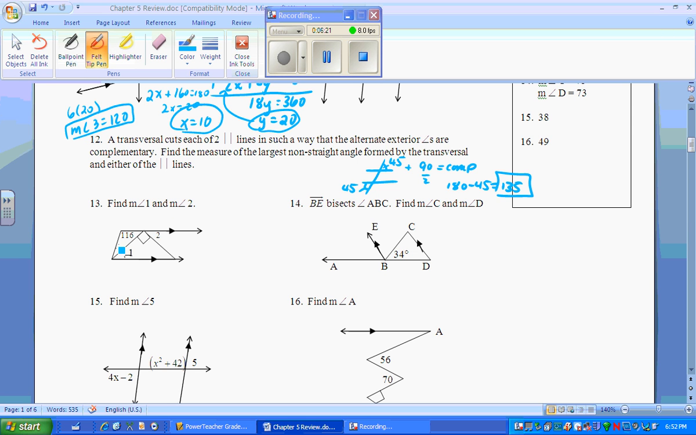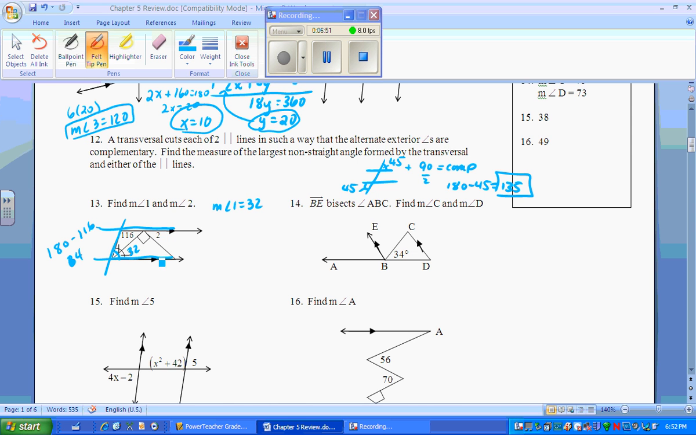13, find the measure of angle 1 and 2. These two angles are congruent. If this line is the transversal, parallel line, 116, this angle's here, so we get 180 minus 116, giving me an answer of 64. So this big angle here is 64. They're bisected because the two smaller ones are congruent. So 32 and 32. So the measure of angle 1 is equal to 32.